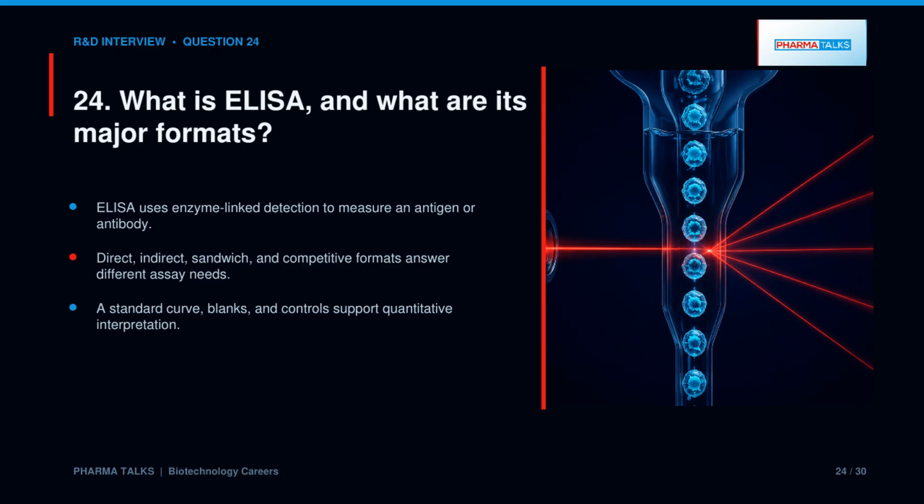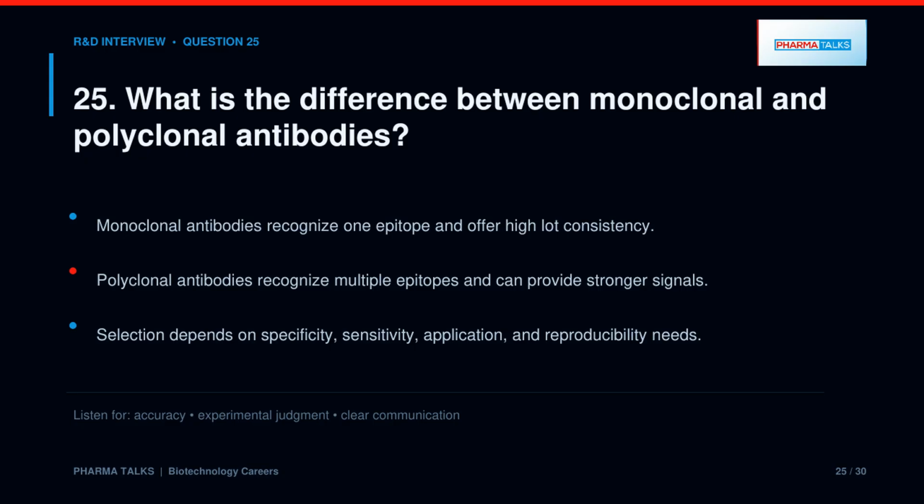Question 24. What is ELISA and what are its major formats? ELISA uses enzyme-linked detection to measure an antigen or antibody. Direct and indirect formats are relatively simple, while sandwich ELISA offers strong specificity by capturing the analyte between two antibodies. Competitive assays are useful for small analytes or limited epitopes. Quantitative assays require standards, blanks, controls, and an appropriate calibration curve.